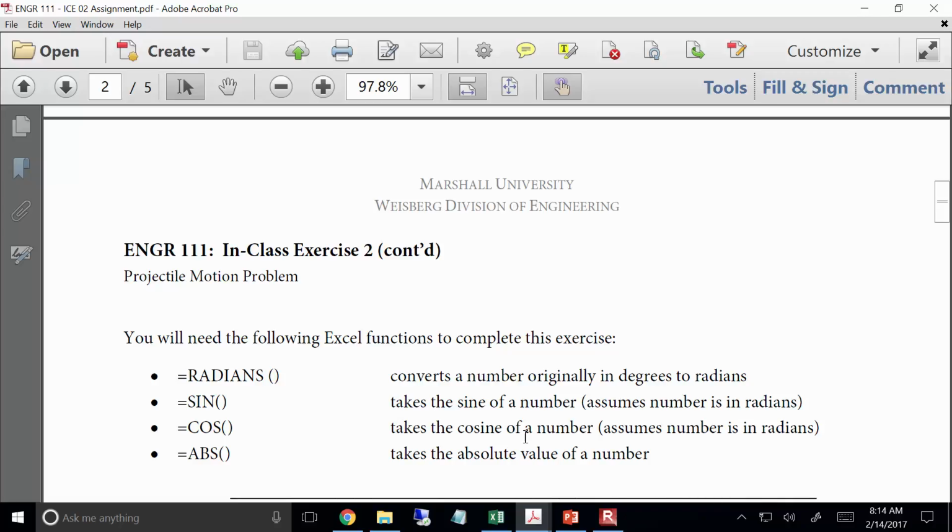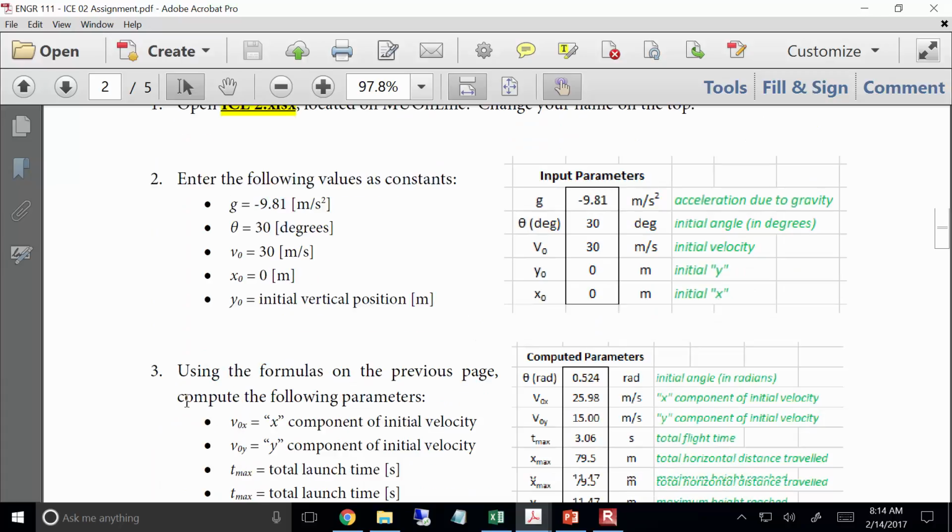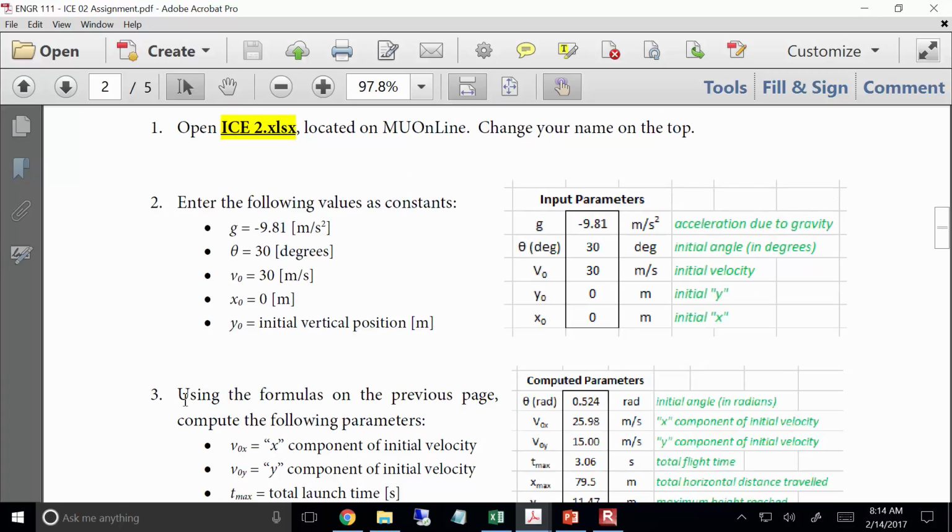I see some of you are already starting to get trucking with this, so let me explain what's going on. If you look at your handout, you're going to open ICE2 on Blackboard, which I see some of you have already started to do. If it's giving you trouble, make sure you hit the button on the top that says Enable Editing so you can actually go in and start entering quantities. Let me be clear on something.